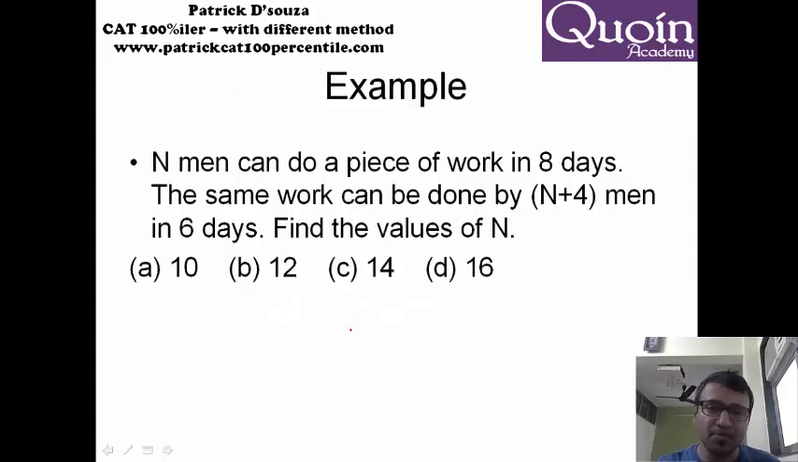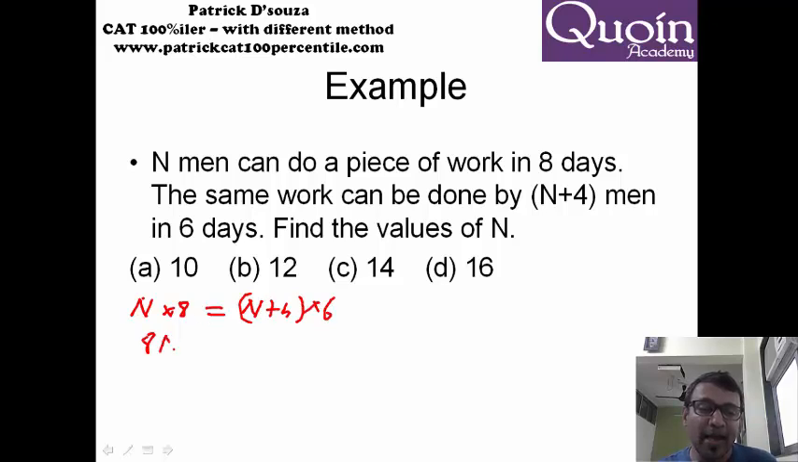Let's take an example. So this is the example from work. It's a normal work formula where the number of man days is constant. So n men completing the work in 8 days should be equal to n plus 4 men completing the work in 6 days. So the number of man days has to be equal. If you expand it and solve it, 8n is equal to 6n plus 24, and then 2n equals 24, or n is equal to 12. So you get the answer, 12.